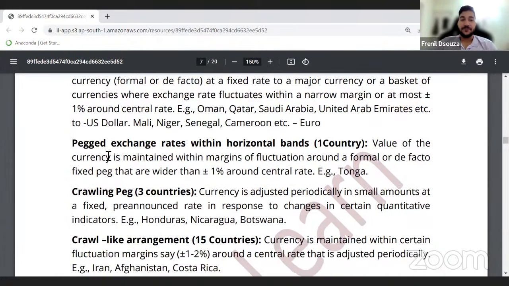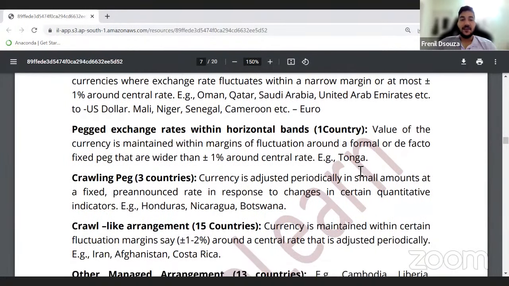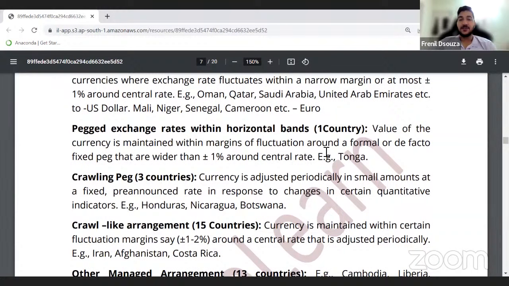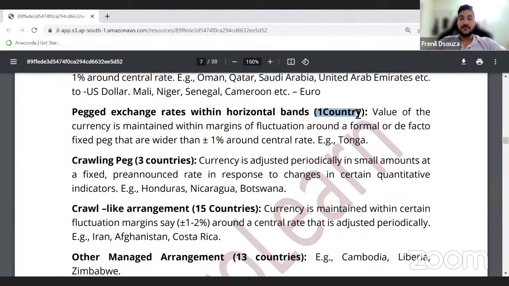Next, we have pegged exchange rates within horizontal bands. Now, the value of the currency is maintained within margins of fluctuation around a formal or de facto fixed peg that are wider than 1% around the central rate. Here it's a very little difference between the conventional peg and the horizontal bands. Here, the fixed peg is decided and the rate can fluctuate more than 1% as well. And there is only one country which follows that.